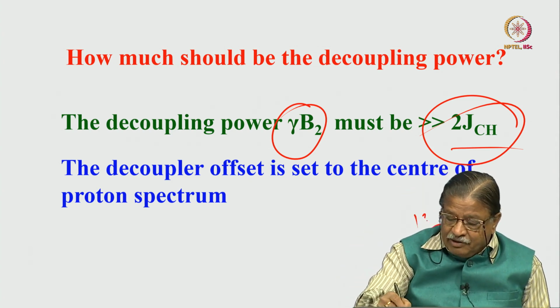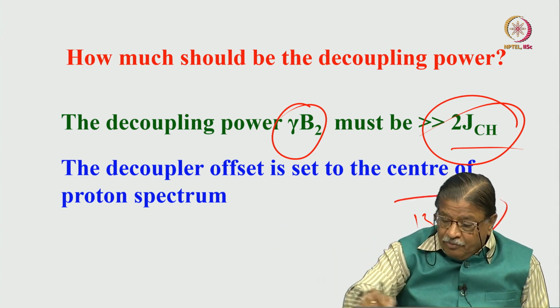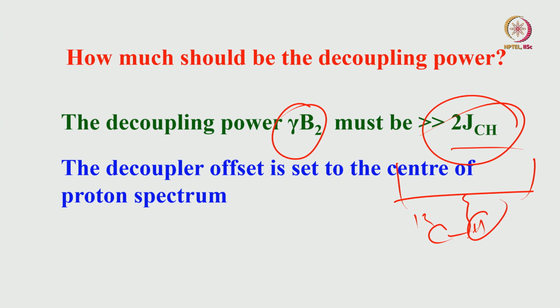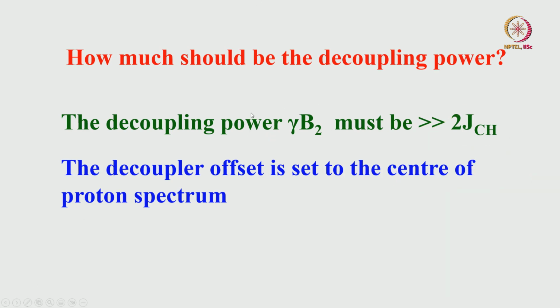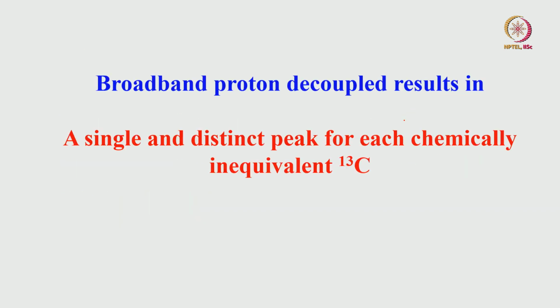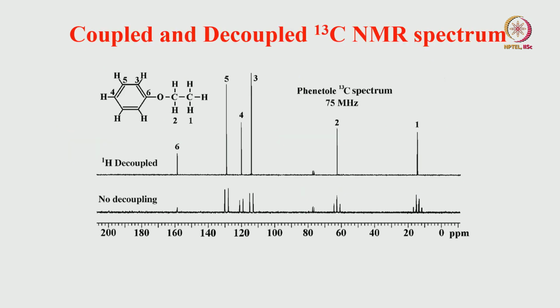Remember, carbon is coupled to proton. We have a proton spectrum. Go to the center of this proton spectrum. At that place, you apply the RF power. When you apply the second RF, the decoupling RF, then this thing happens. So this offset, the decoupler offset, has to be set to the center of the proton spectrum, and its power should be at least twice larger than the CH coupling. And the broadband spectrum, as I told you, gives us a single, distinct peak for each chemically inequivalent carbon. Very simple. Okay. Now take the example of this molecule.